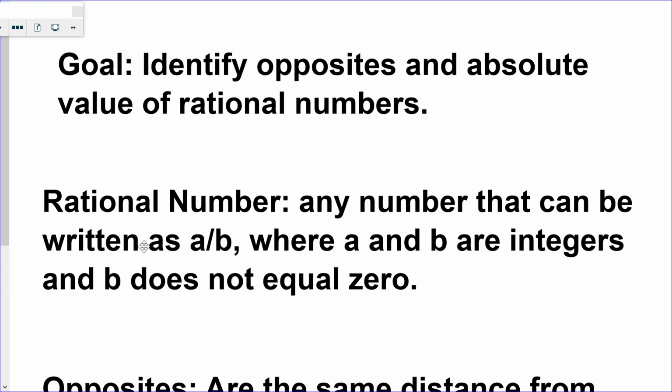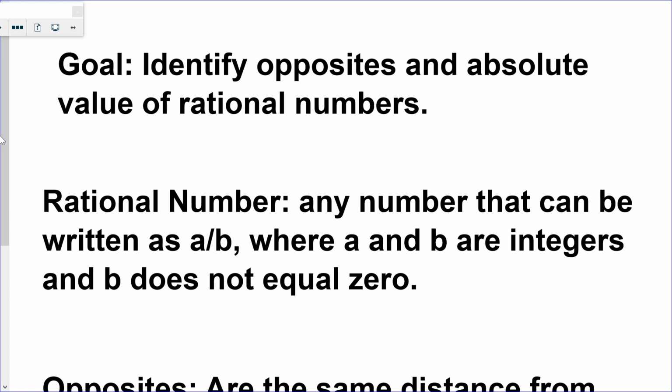First of all, what is a rational number? I know we talked about it yesterday in the previous lesson, but a rational number is any number that can be written as a fraction or a/b form. You can see right there where a and b are integers. Think about integers as whole numbers and their opposites, and b does not equal 0.